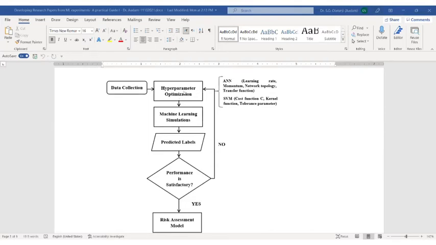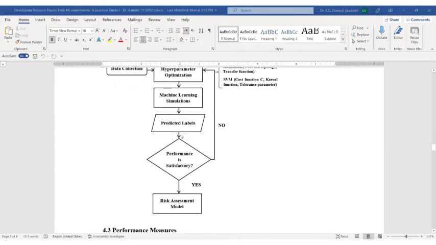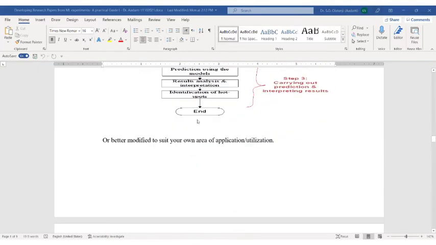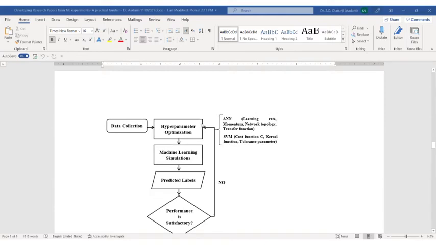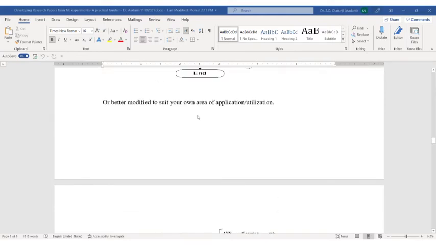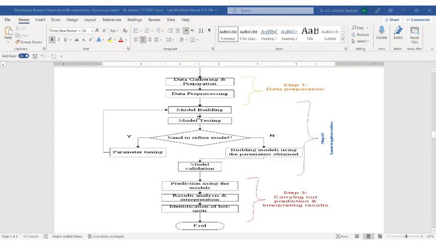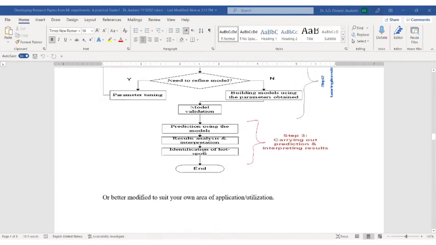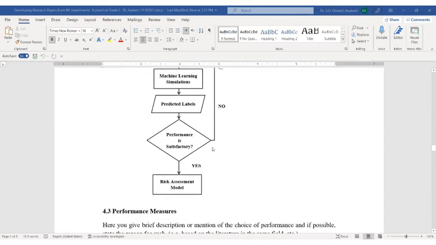When you mention hyperparameter optimization for support vector machine, the cost function, the C, the kernel, and other parameters, it can vary from one application to the other, depending on the problem you are solving. So be very innovative in how you represent your experimental description in the form of flowchart, flow diagram, or framework, as the case may be.